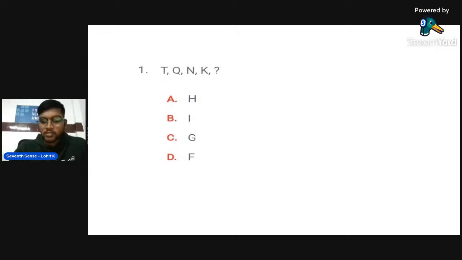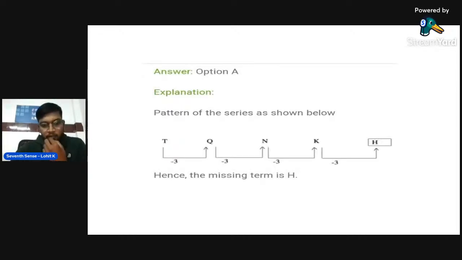Okay, as you can see the pattern here. What they have done is T minus 3. What is T minus 3? That is 17. That is Q. Then what is Q minus 3? That is N, 14. Then N minus 3 is K. So what you're going to get as the answer is your H here.